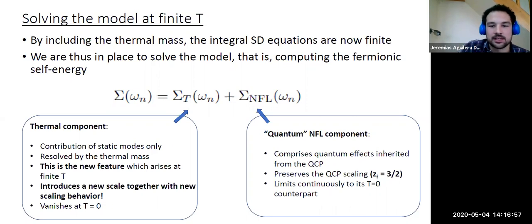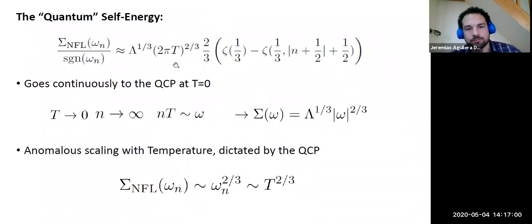So let's start with the quantum part, which is more straightforward. The solution turns out to be this, and the most important thing here is that, of course, here we have lambda again, and as I promised, at T equals 0, it reproduces the quantum critical point self-energy, as it should. And moreover, the most important thing is that it preserves the scaling dictated by the critical point, now with the temperature, with these 2/3 here. So that's the quantum self-energy, what we call the quantum self-energy.